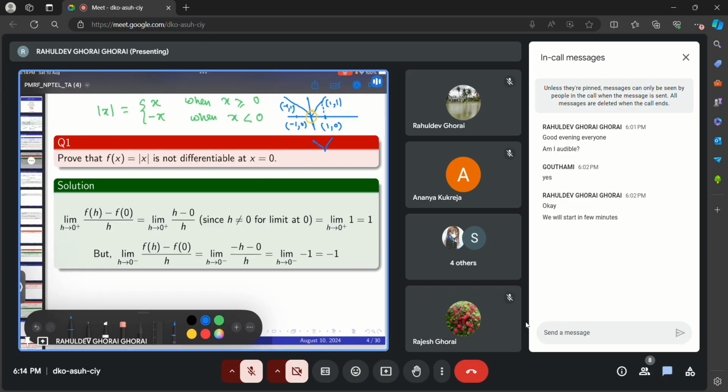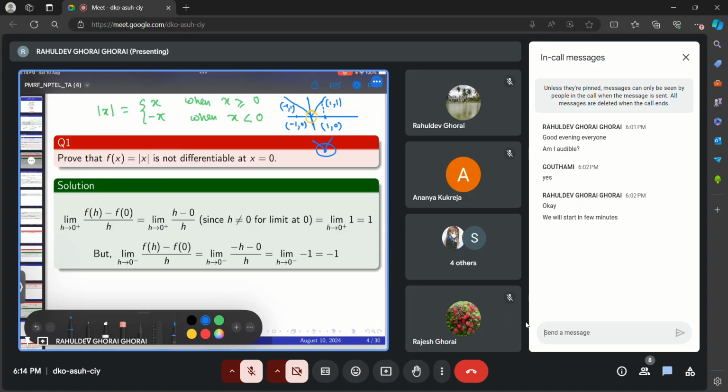So this function will be continuous. In a situation like this, you can also show that this function is continuous, right? As x tends to 0 from both sides, the limit is 0, and the function value is also 0 at 0, right? So it is continuous. The modulus of x function is a continuous function. But because of this corner, you will see it is not differentiable.